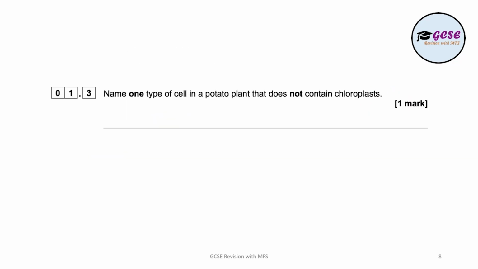Name one type of cell in a potato plant that does not contain chloroplasts. Okay, have a think about this, because think about the cells which are present in a plant. So you might have the cells which are present in the leaf, you might have cells which are present in the stem. Which cell in the plant would not require chloroplast, which would not require sunlight for photosynthesis?